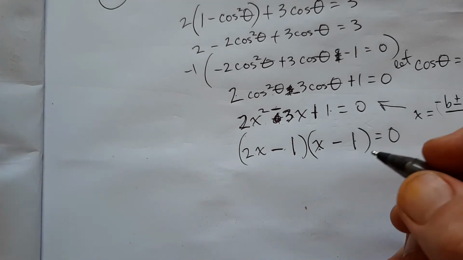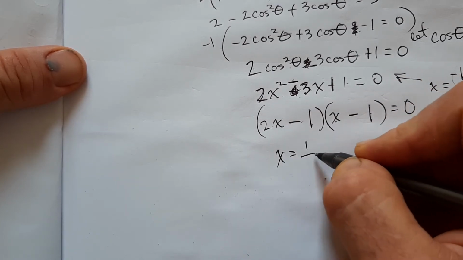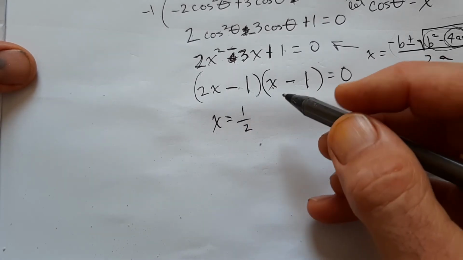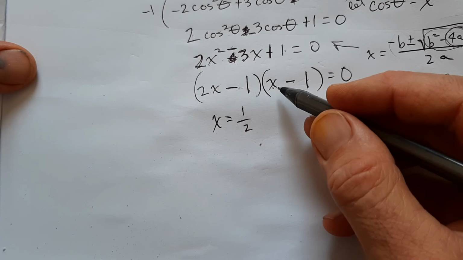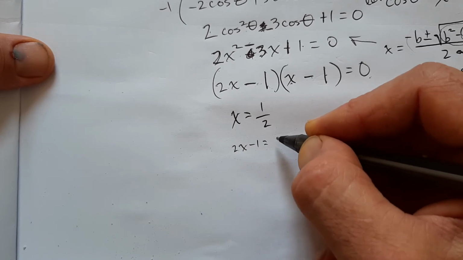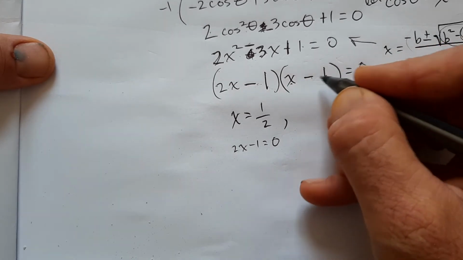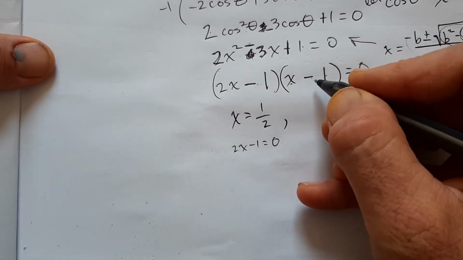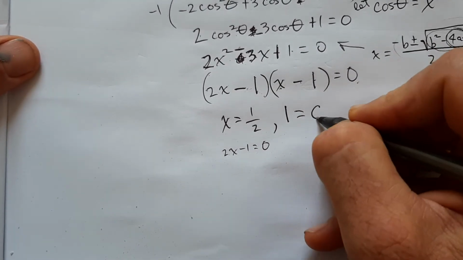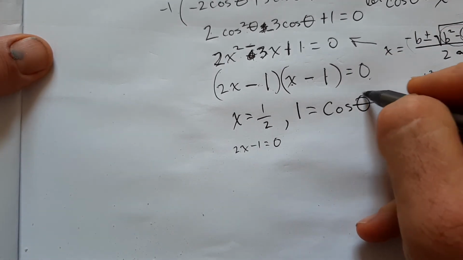Okay, yay. So x is either 1/2, right? If I set that equal to 0. One of these two has to be equal to 0 to make this multiply. You got two factors, right? So you get 2x minus 1 equals 0. Add your 1, divide by 2, x equals 1/2, comma, x equals 1. X minus 1 gives me a 0. So those are my two x's, and these are also cosine theta, because cosine theta is x.